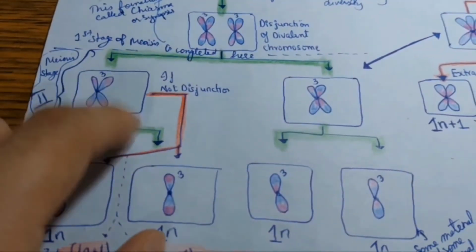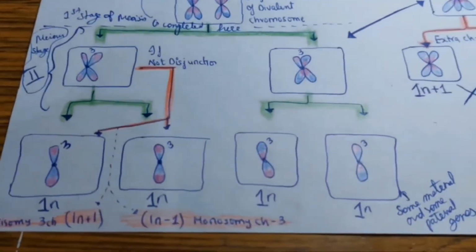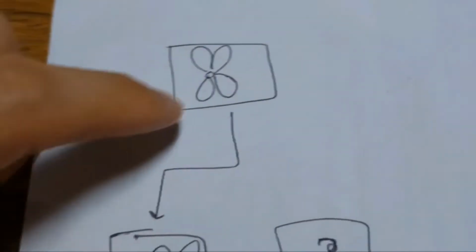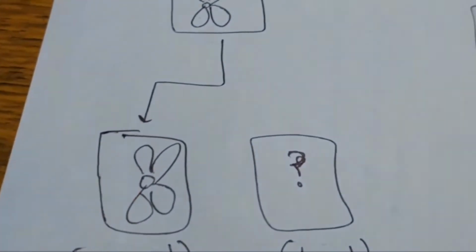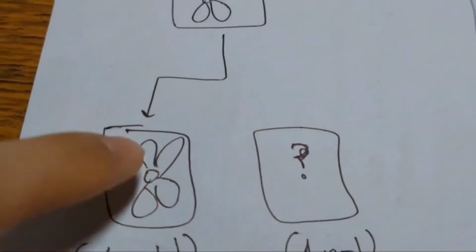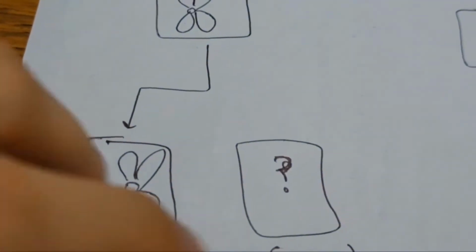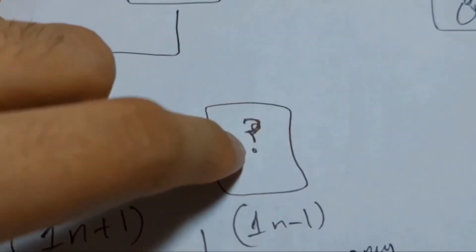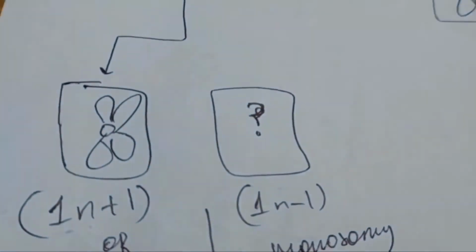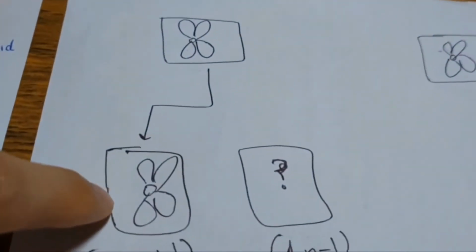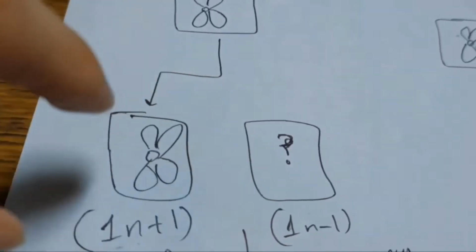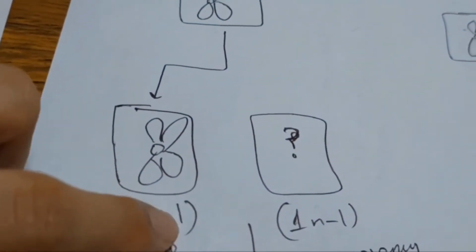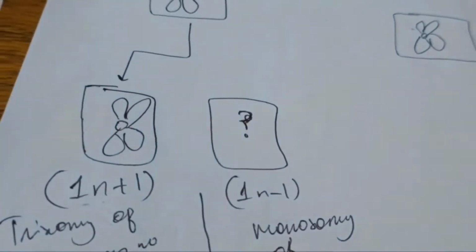But what happens sometimes is that there is a problem in disjunction or separation here. So for example, if there is a problem in separation, one of the gametes is going to get a chromosome which is divalent, containing both the sister chromatids, whereas the other gamete is going to get no chromosome number 3. As we know, we were considering these to be chromosome number 3, right? So this gamete is going to have one extra chromosome number 3, whereas the other won't have a chromosome number 3. So the total configuration will be 1n plus 1, whereas the configuration of the other will be 1n minus 1.